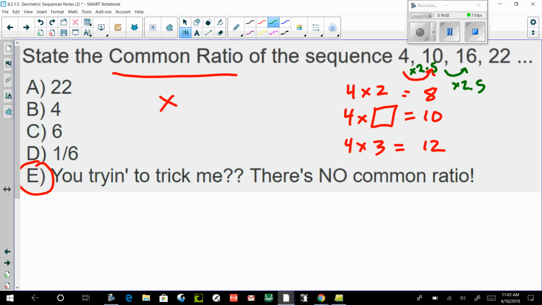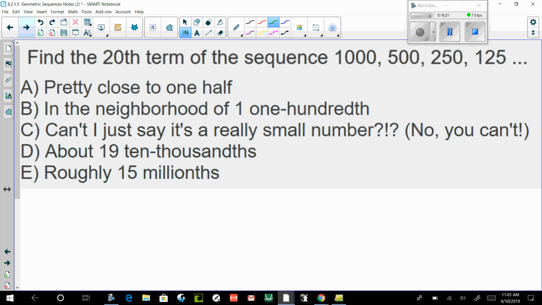In this situation, we're actually adding 6 each time. So this would be an arithmetic sequence, and this would be considered a common difference. So be careful with those two. Understand that a common ratio means multiplying. There is no value to multiply by, so we're being tricked.